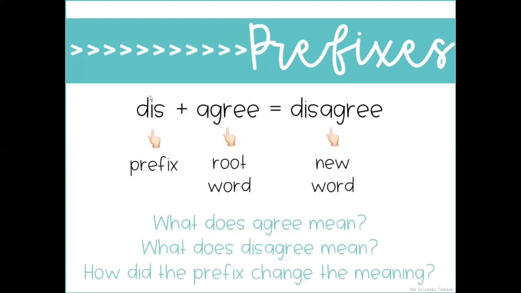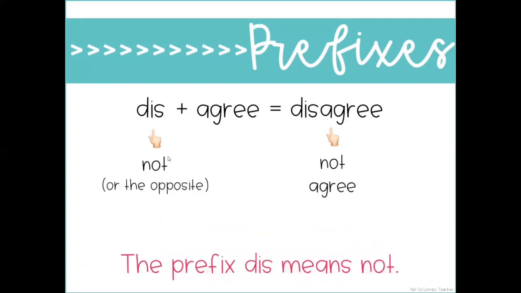Here we have dis, that's our prefix. Our root word is agree. If we add them together, we get disagree, which is our new word. Well, what does agree mean? It means everybody's getting along. We agree on something. But what does disagree mean? It means that we're not agreeing. We're not getting along. So again, the prefix changed the meaning. So dis means not or the opposite of. When you add it to agree, it equals disagree. So again, you don't agree. The prefix dis means not.